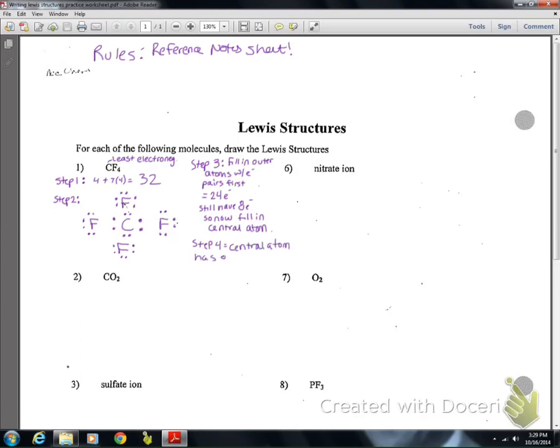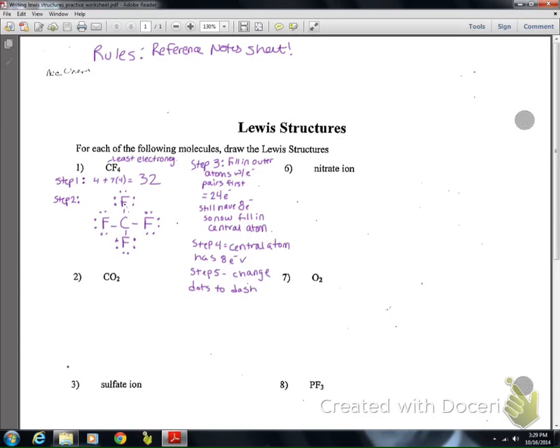So then my next step is to check to see, are all of my atoms happy? My central atom has 8 electrons, and then all of my outside atoms also have 8 electrons, so everybody's happy. You don't need to do the red circles, that's okay. I was just showing that for the sake of making sure that you're looking at how to count those electrons.